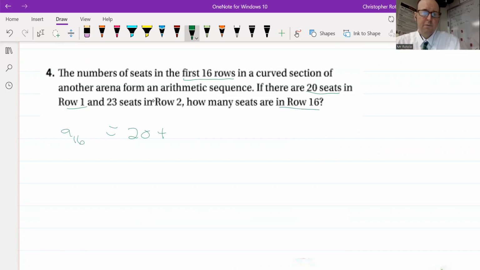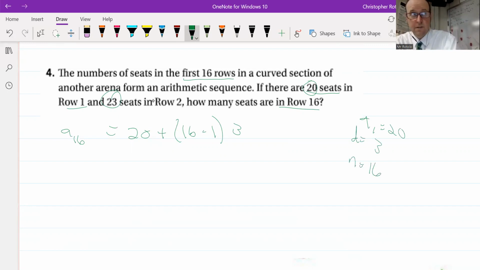So sorry, I skipped around a little bit there. I just want to drop things into the equation where they belong. So I also know this is going to be 16 minus 1. 23 seats in row 2. Okay, so that means I went from 20 to 23. So my common difference is 3. So a sub 1 is 20. The difference is 3, and we're trying to find the 16th.